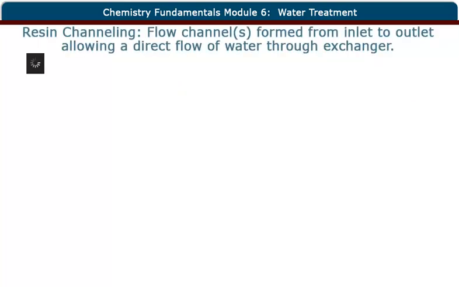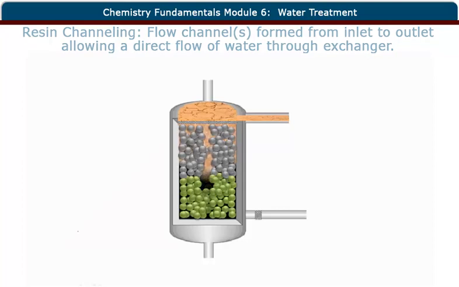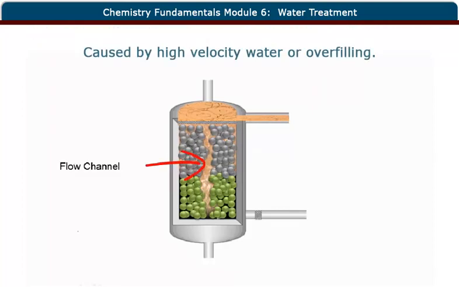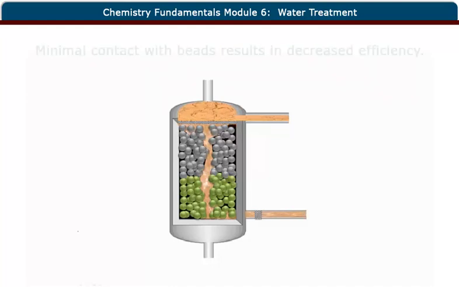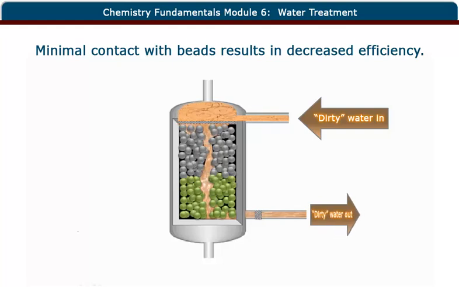Resin channeling is when a flow channel or channels are formed from the inlet to the outlet, allowing a direct flow of water through the exchanger. This is normally caused by excessive flow velocity, but can also be caused by the ion exchanger being overfilled or not filled properly. As a result, the water has minimal contact with the beads, and for the ion exchanger to do its job effectively, we want the water to have maximum contact with the beads.